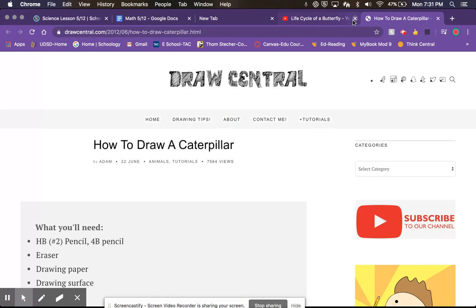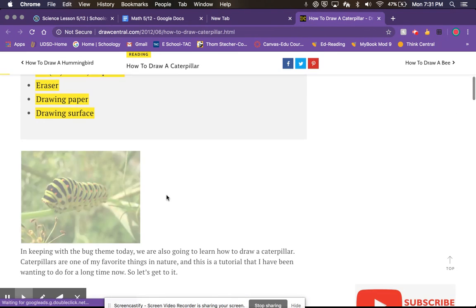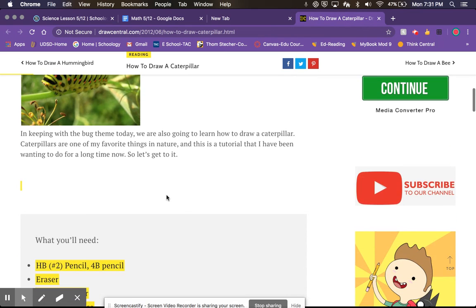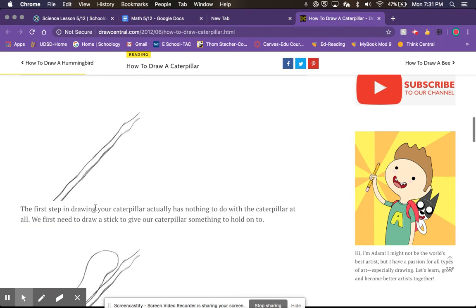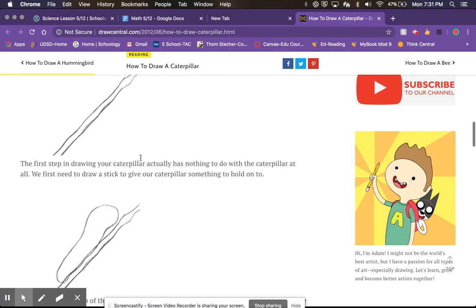Go on this page, it will open up. Another how to draw. Okay, tells you the materials you need. Pencil, it doesn't have to be a number 2. Does not have to be specific. Drawing paper and a surface. Has nothing to do with the caterpillar. Draw a stick to give it something to hold on to.